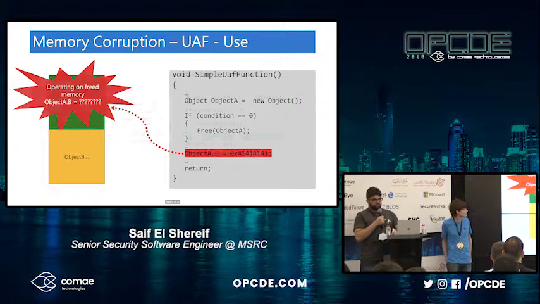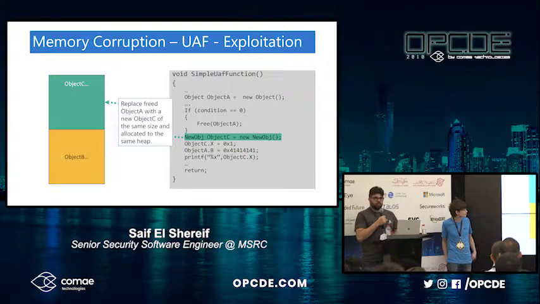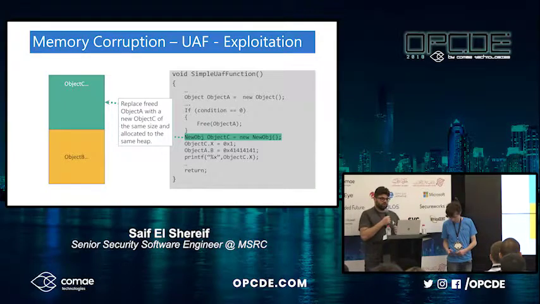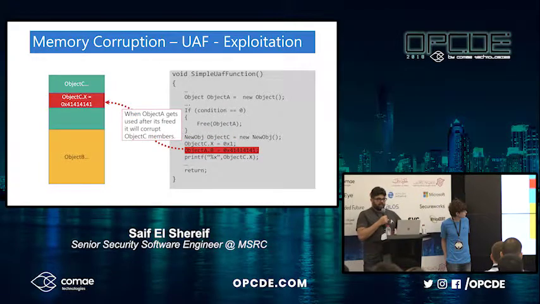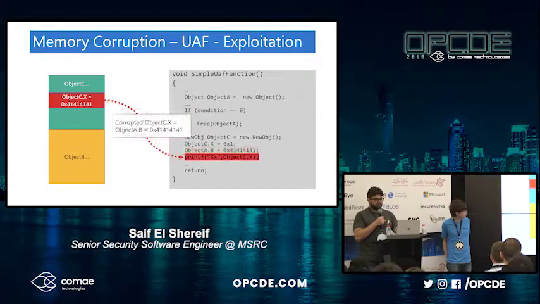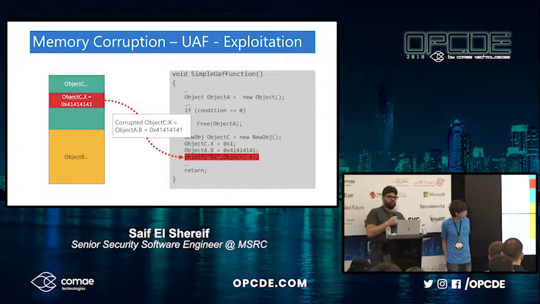How we would exploit this is by actually allocating a new object that is of the same size and allocated to the same heap that the previous object was allocated to, after the object was freed. And then if we assume that the third object, which is object C, has the value of 1 for some member, then when we use the dangling pointer from the freed object and assign a new value to it, we're actually corrupting object C's member. And thus, when we try to print it, it will have a different value than it usually does. So this is just an example of how use after free might work.